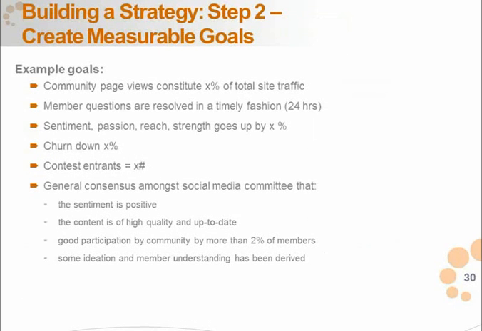The next step is to create goals. So create goals that you can measure. There are a lot of measuring tools out there, like Google Analytics, Omniture, Core Metrics. So here are some examples of goals: that your community constitutes so much of the traffic. You want to grow the sentiment, the passion, the reach, and the strength by X%. You want to decrease the churn. You want to get so many contest entrants.